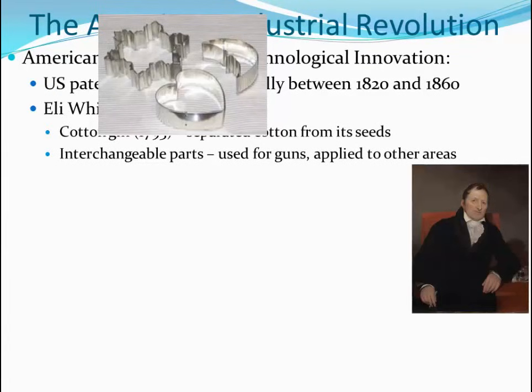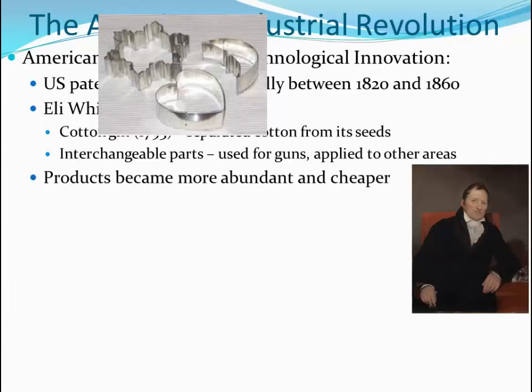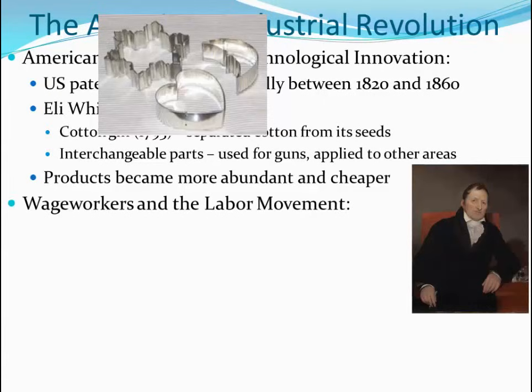Eli Whitney also invented interchangeable parts, and these were used for guns and later applied to other areas and other industries. I always think of interchangeable parts as a cookie cutter. If you were to use this heart-shaped cookie cutter here, every single cookie would appear to be that same exact shape. Interchangeable parts were parts that would be the exact same. They would come from an identical form, similar to a cookie cutter. This allows for goods to be increased at a much faster rate, and this has a huge impact on factories. Goods are produced at a much faster rate. They become more abundant, and they also become cheaper, so it helps out consumers who are buying these goods.